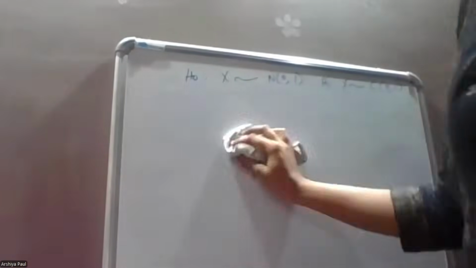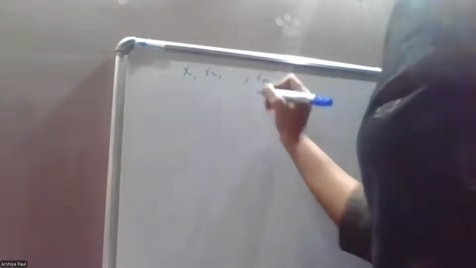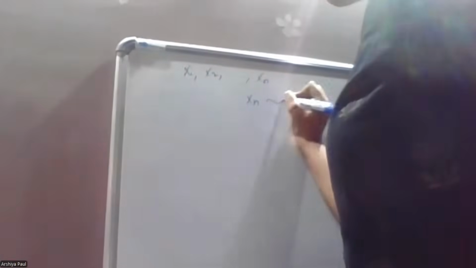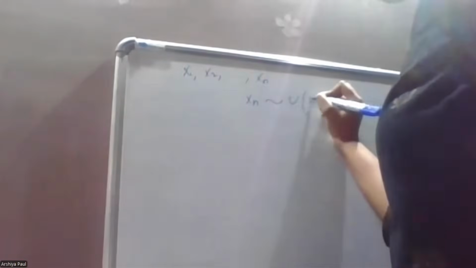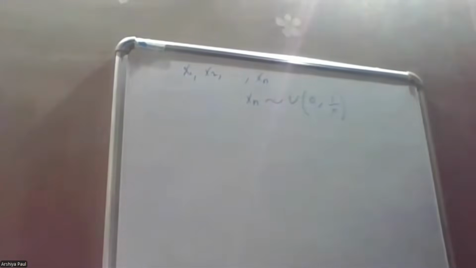Okay, so do you know convergence in distribution? Yes, I know. Okay, so suppose X1, X2, ..., Xn is a sequence of random variables where Xn follows uniform (0, 1/n). Find its limiting distribution.